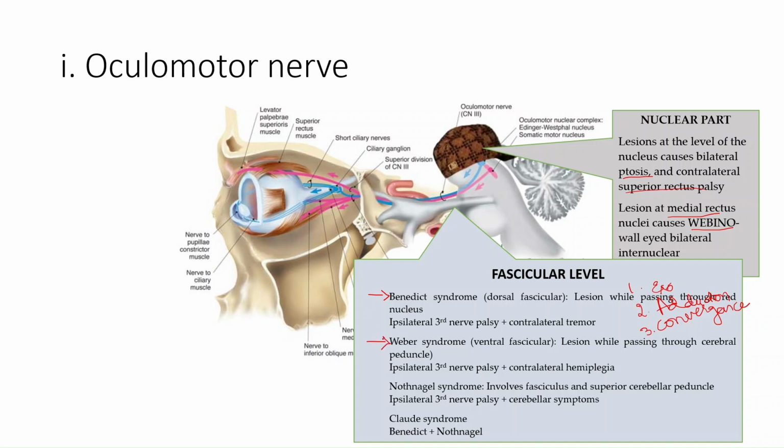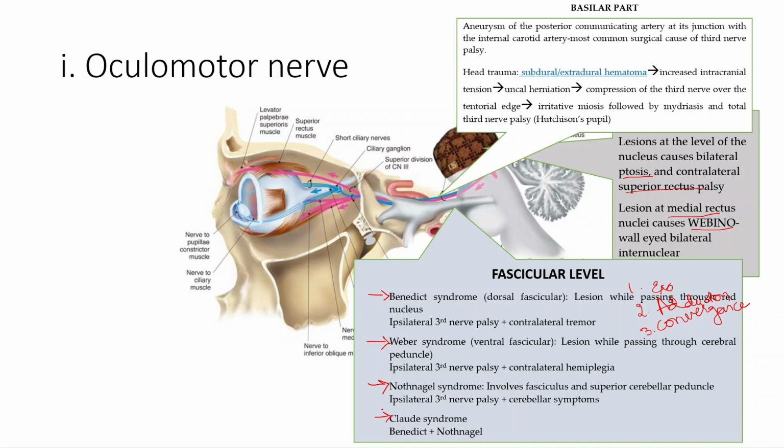Then if there is a ventral fascicle that is involved, usually the cerebral peduncles are involved. That's why you get contralateral hemiplegia associated with ipsilateral third nerve palsy, and this is known as Weber syndrome. In Nothnagel syndrome, you get involvement of the cerebellar peduncle, and thus you get some cerebellar symptoms like ataxia. And then we have Claude syndrome, which is a combination of Nothnagel syndrome and Benedict syndrome. So these are the four syndromes I want you to remember with respect to third nerve palsy.